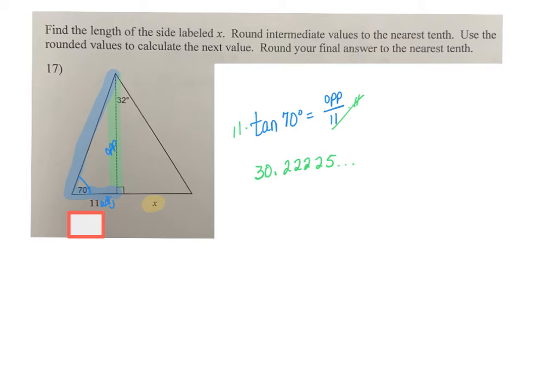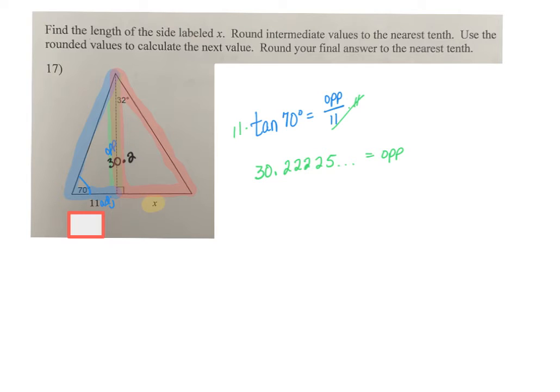30.22225, and it keeps going. And that is this opposite side here. So if I were to write that in, this side right here is 30.2. Now I'm going to look at it from the perspective of the triangle on the right side of this figure here.